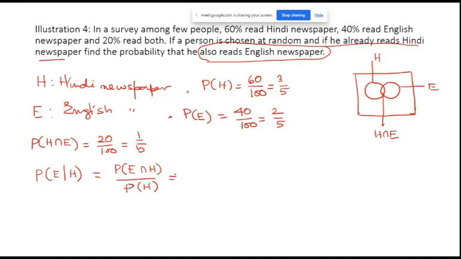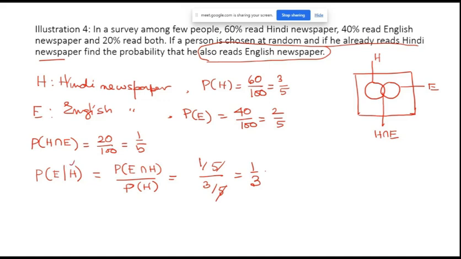Now I think you have all this information. For the intersection you have 1 by 5, for H you have 3 by 5. So if you cancel, this is 1 by 3. That means all your cases are, because you know that already he reads Hindi newspaper. So now your sample or your total number of cases is only those individuals who read Hindi newspaper, not the entire population, because that information is available to you as given here.